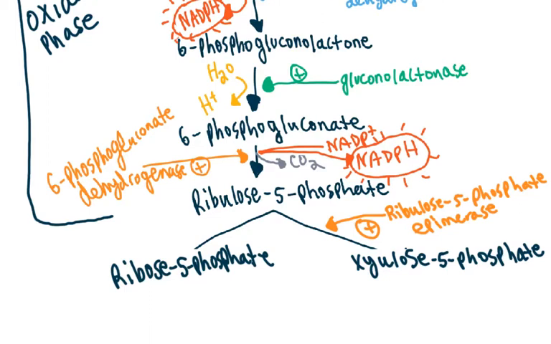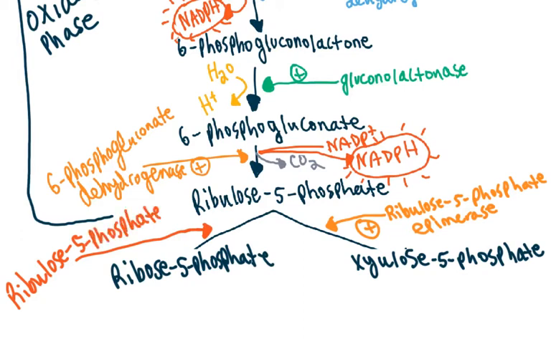And remember, if we have an isomer of a compound, that means that we have a different structure but the same amount of atoms. So anyway, from ribulose 5-phosphate to ribose 5-phosphate, we use an isomerase enzyme, and that enzyme is called ribulose 5-phosphate isomerase.